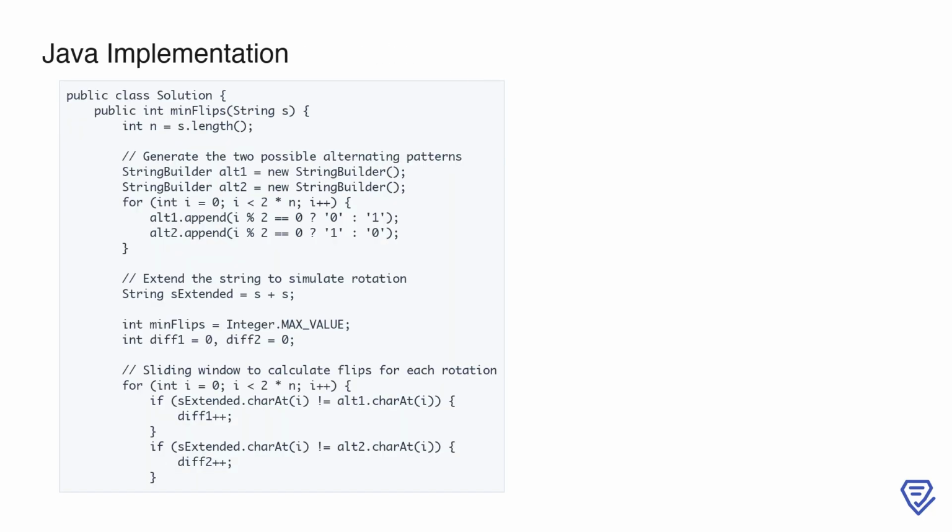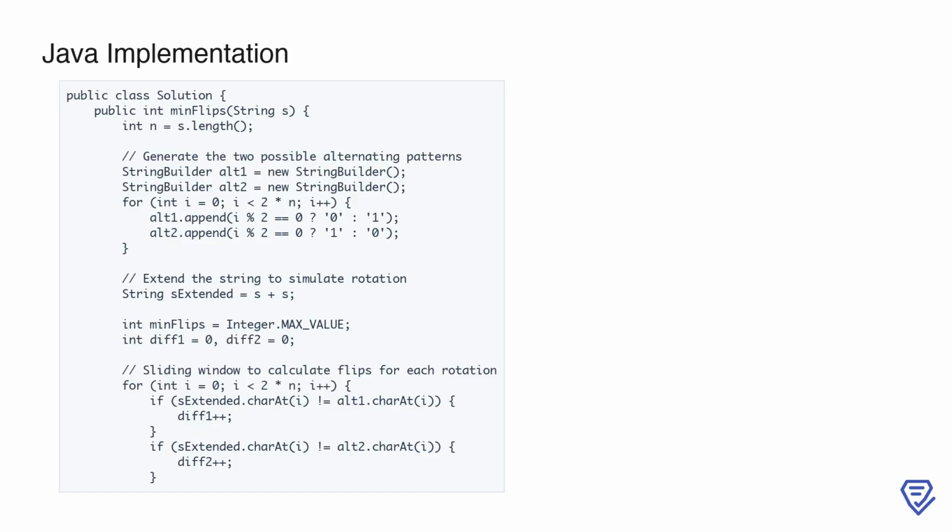Here, we start by defining the min_flips method, which takes the binary string s as input. The first step is to determine the length of the string, n, which will help us handle rotations and comparisons later. To create reference patterns for alternating binary strings, we use two string builder objects, alt1 and alt2.